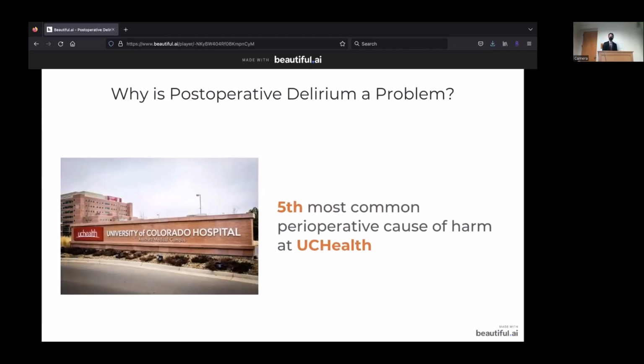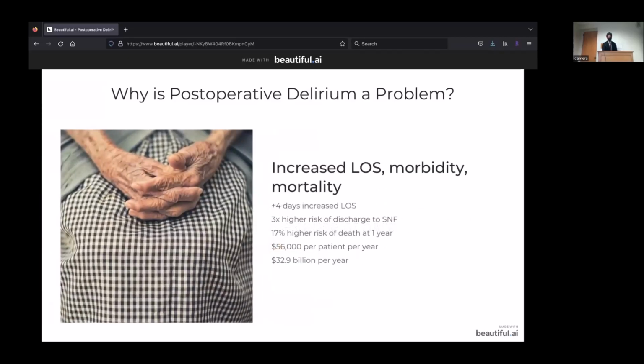Here locally at UC Health, system-wide, our quality metrics say that it's the 5th most common form of perioperative harm that we do to our patients. And that's at a system-wide level. Our rates are about 5.4% for all operative procedures. And we don't do as well as our peer institutions. Vizient data, we do about 36% worse in perioperative delirium. So it's something that we need to improve.